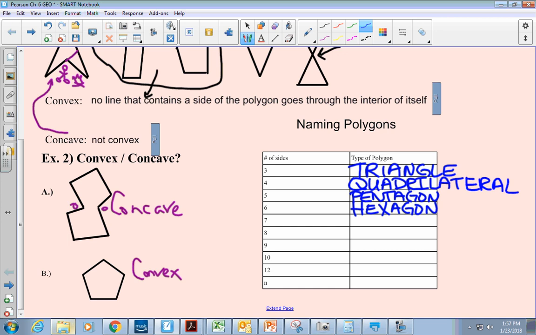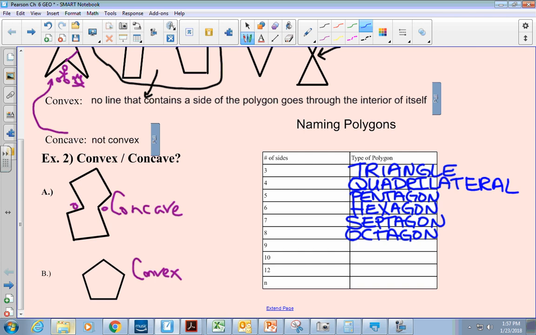A seven-sided figure is a septagon. That's what's called a septagon. I don't know why. It reminds me of septuplets. Septuplets is seven tuplets, seven kids. And an eight-sided figure is an octagon.